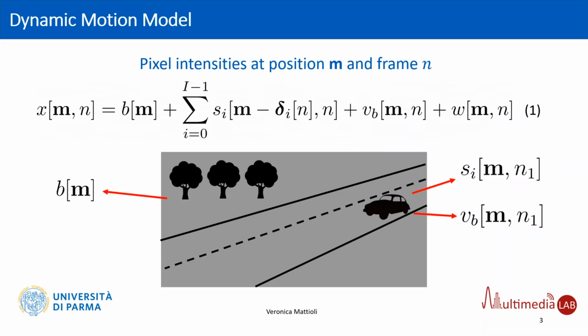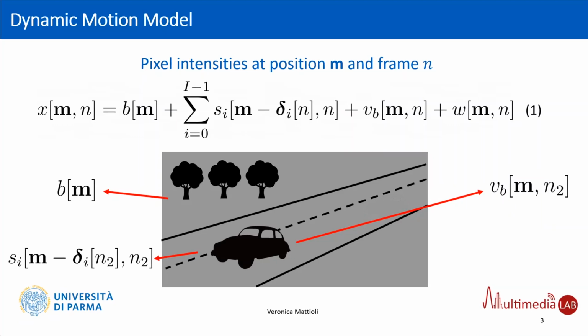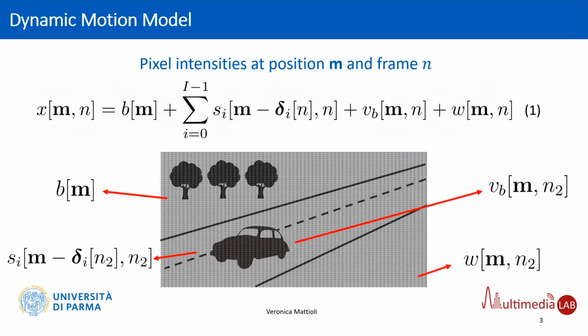V_B is the term that takes into account the occluded parts of background, which are covered by the moving object, and will be neglected for the sake of simplicity. This new term represents instead the shift in the two-dimensional image plane of the ith object. Delta is the displacement vector, and we assume the speed to be constant. As you can see from this animation, the object has not only shifted, but it has also been subject to a modification from time n1 to time n2. Finally, the last term represents the samples of independent and identically distributed zero-mean Gaussian noise.